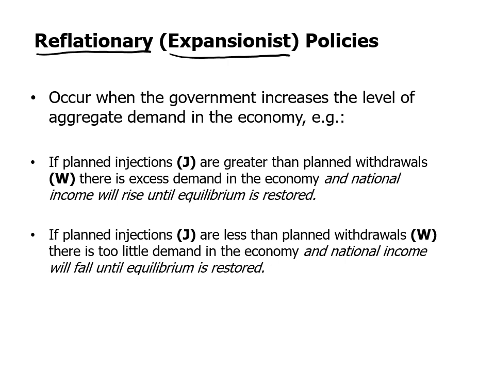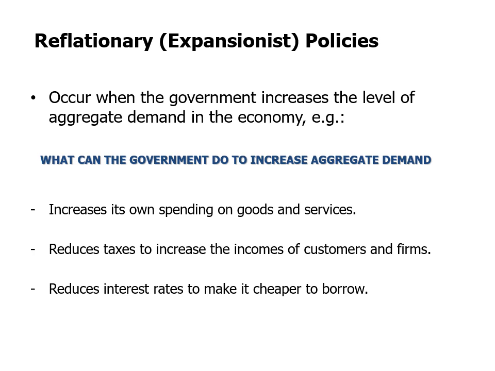So if planned injections are greater than planned withdrawals, there's excess demand in the economy, and national income will rise until equilibrium is restored. On the other hand, like we've shown, if planned injections are less than withdrawals, there's too little demand, and national income will fall until equilibrium is restored. What can the government do? Simple. To expand the economy, we can increase spending on goods and services, or we can reduce tax to increase the incomes of customers and firms.